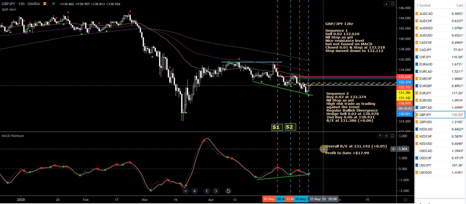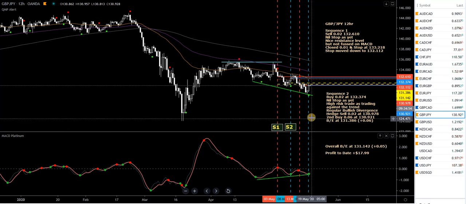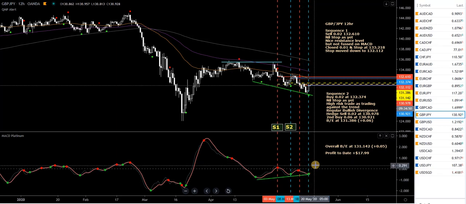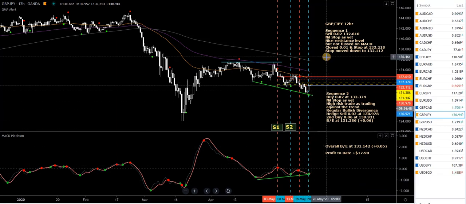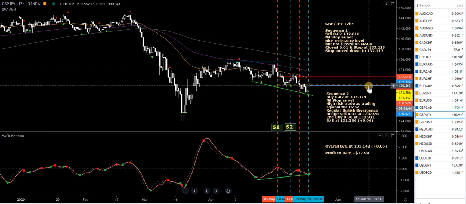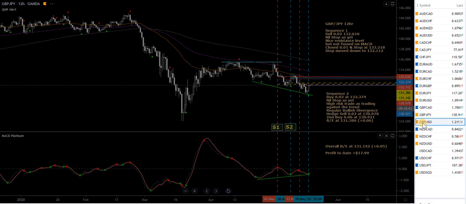So overall break-evens, the bottom one, 131,142. So the price hasn't got far to go to get me the overall break-even. Ideally, I'd like to see, because the MACD Platinum's below the zero level, I want to see this push up, price push up through, take out that stop and keep on going up. That'd be the ideal scenario.